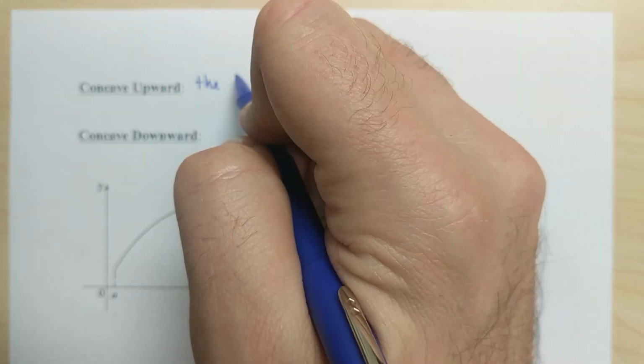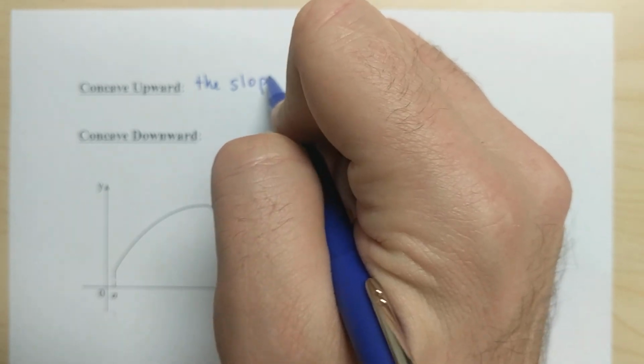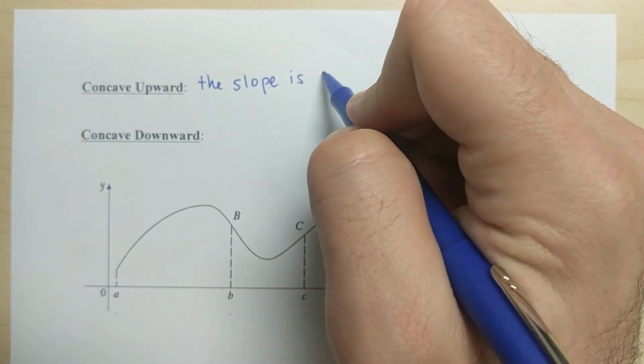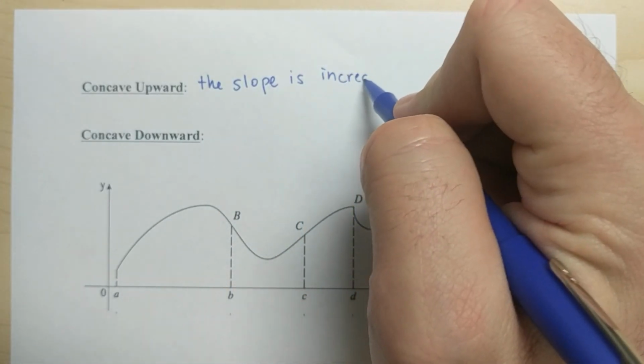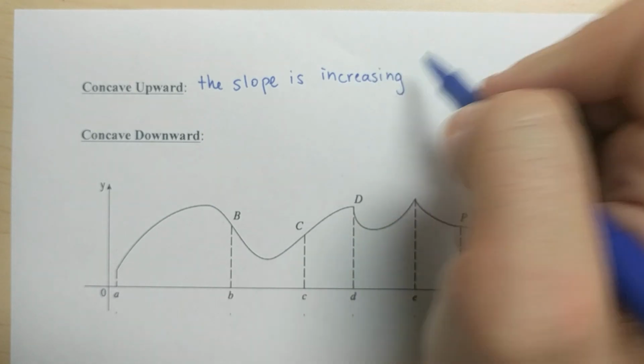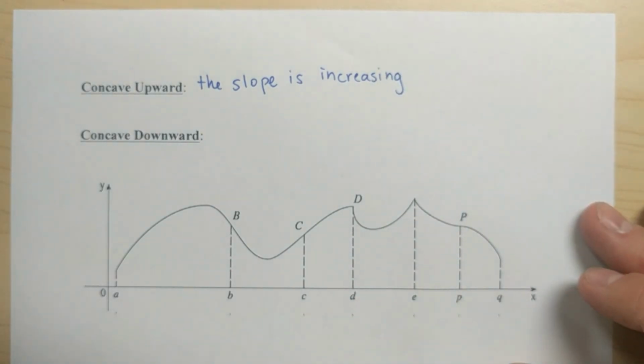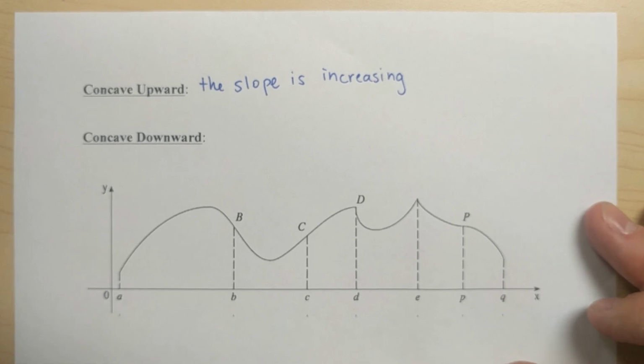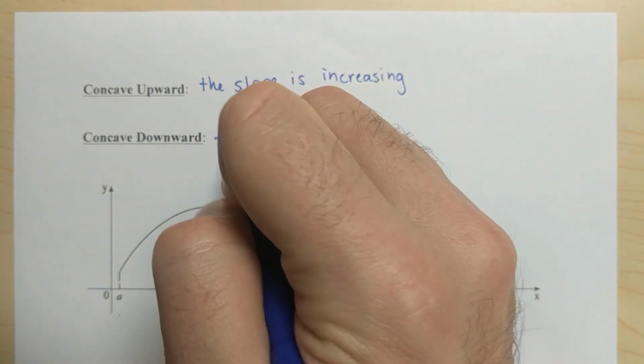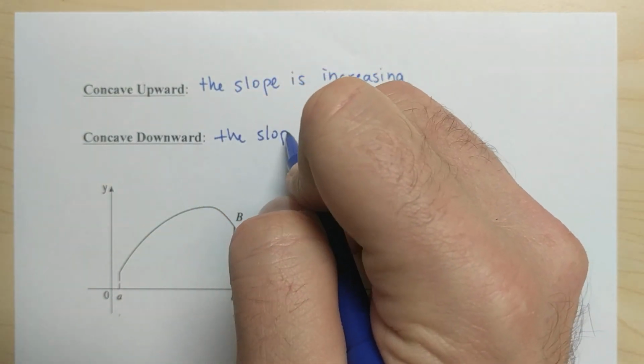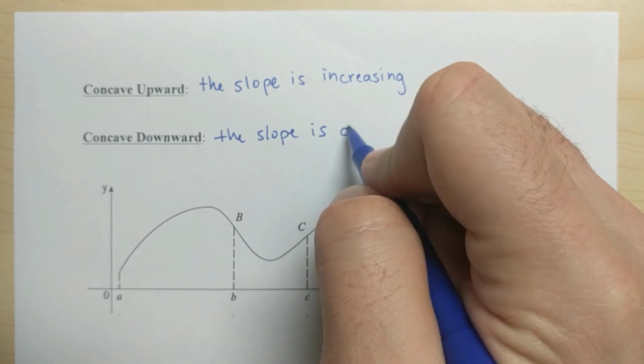concave upward is when the slope is increasing. And so that implies instantaneous slope, or the tangent line's slope is increasing as you're going along. And then concave downward would be when the slope is decreasing.